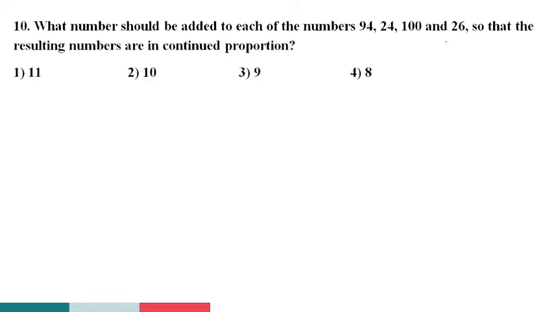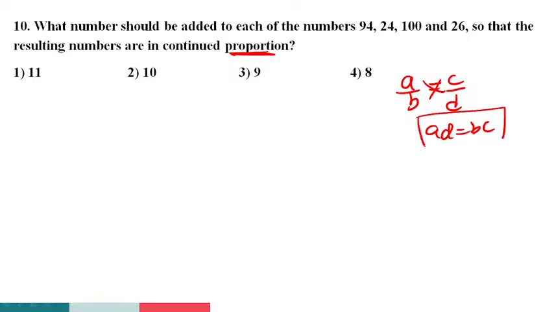What number should be added to each of the numbers 94, 24, 100 and 26 so that the resulting numbers are in continued proportion? Already you know, guys, the proportion formation: AD is equal to BC. A by B is equal to C by D. Just cross multiplication, AD is equal to BC.